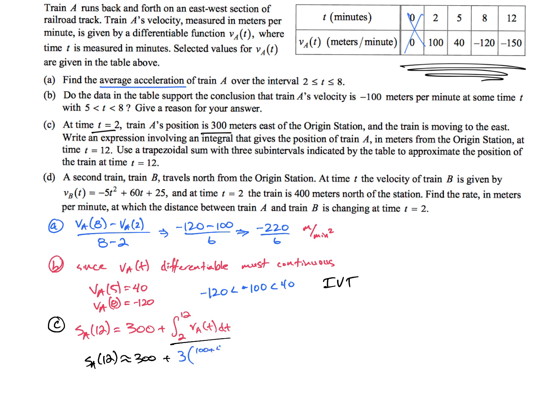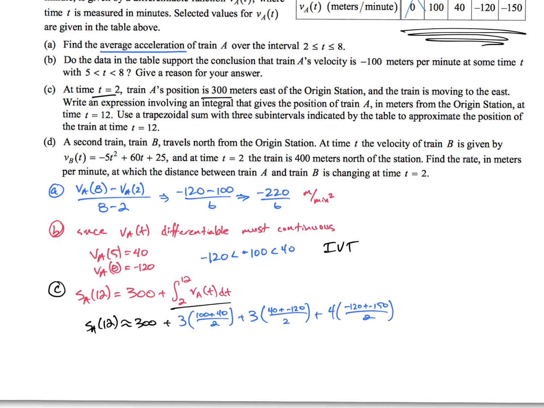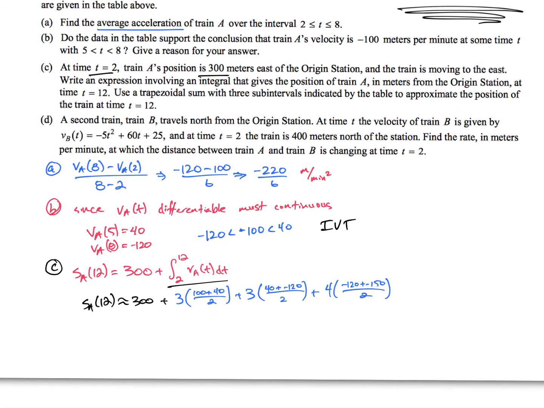And then times what? 100 plus 40 over 2, and then plus 3 times 40 plus negative 120 over 2, and then plus 4 times negative 120 plus negative 150 over 2. All right. Honestly, guys, they would actually accept that on the free response question. If we just wrote it there, they would accept it. But I'm going to keep going just because. So let's do it.